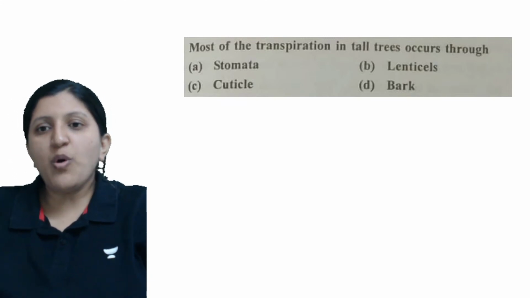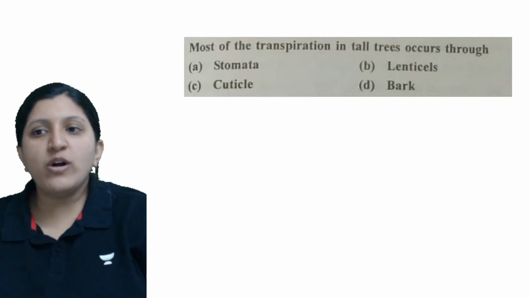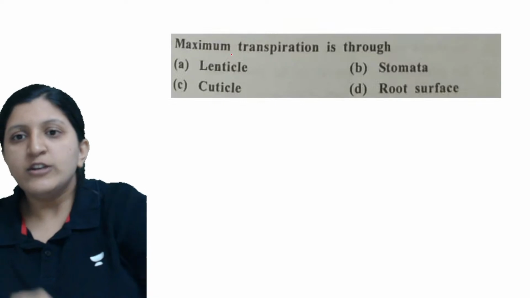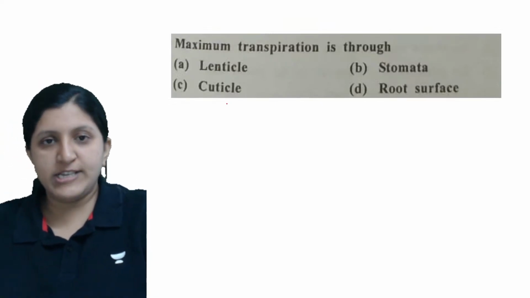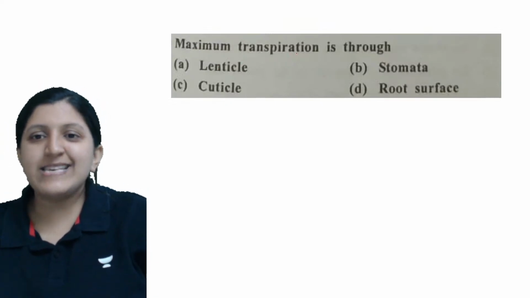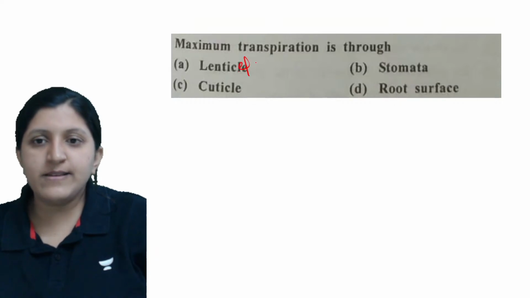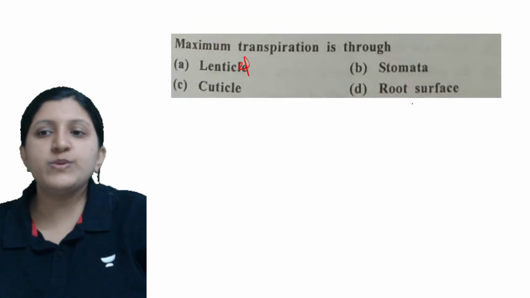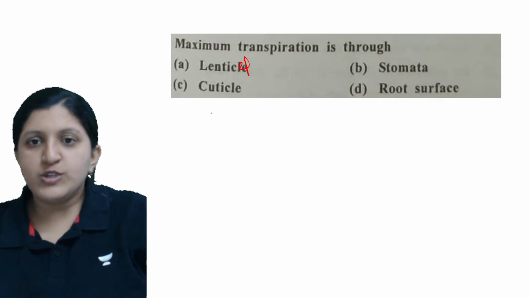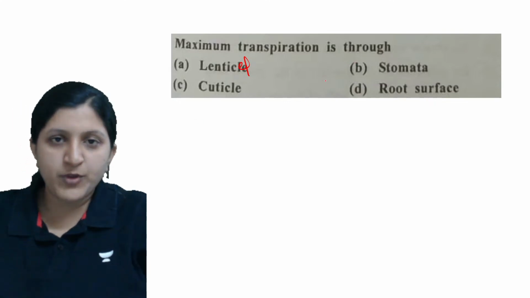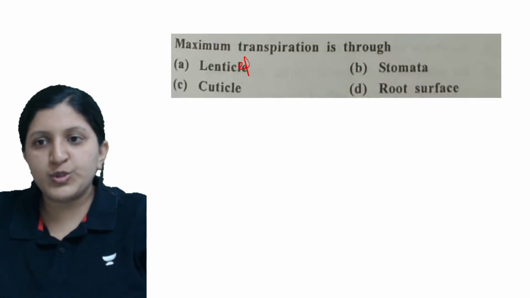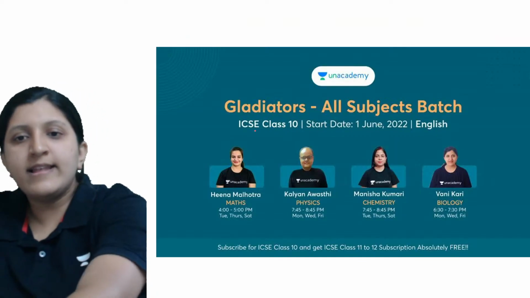Okay. Most of the transpiration in tall trees occurs through the stomata itself. So maximum transpiration is through which one? Lenticel, stomata, cuticle and root surface. Maximum transpiration is basically done through the stomata again.